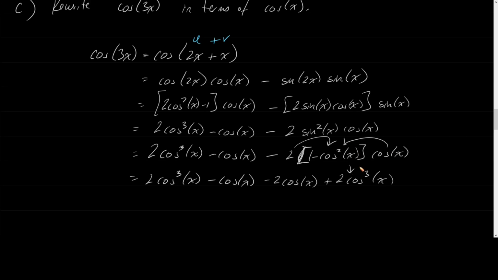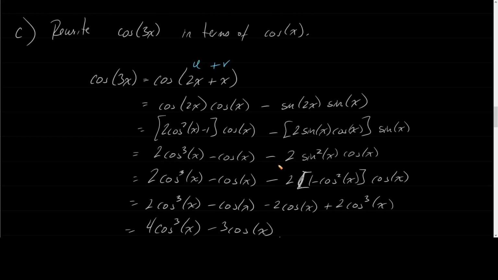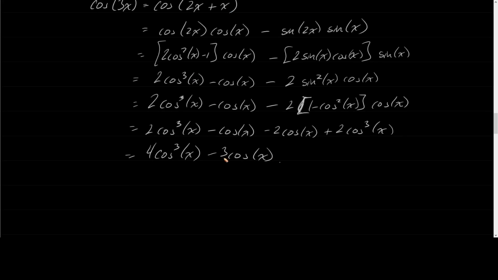All right. So at that point, I see that we have some like terms that we can combine, and we have 2 plus 2. 2 plus 2 is 4, so I'm going to write this as 4 cosine cubed of x. And then in here, negative cosine minus 2 cosine, that's going to give me negative 3 cosine of x. And now we're done. But again, the idea here is that we could rewrite cosine of 3x in terms of just cosine this way.